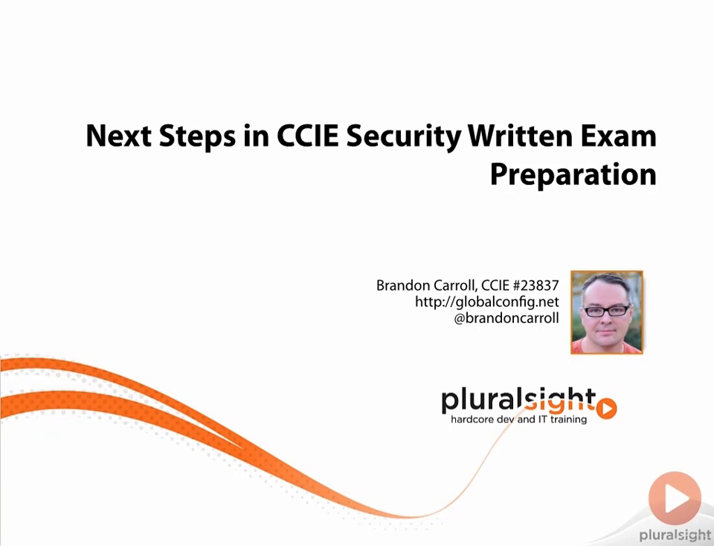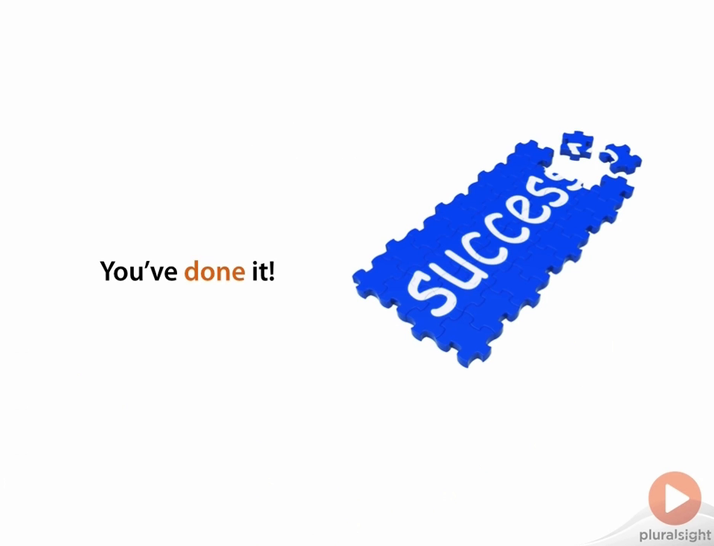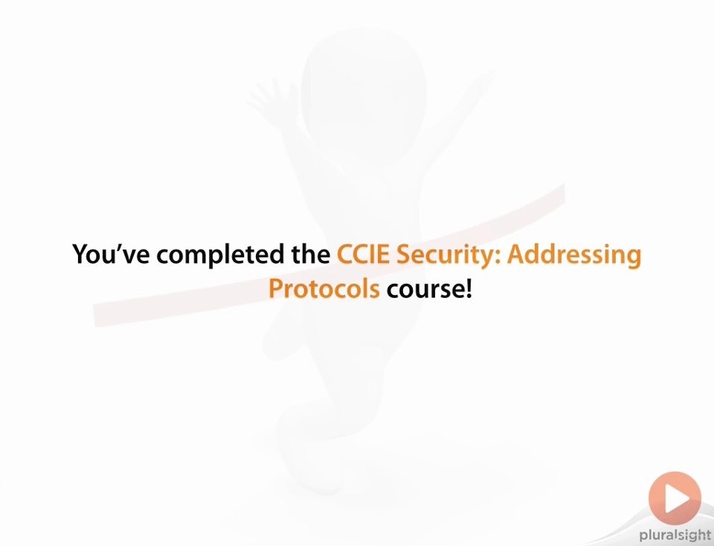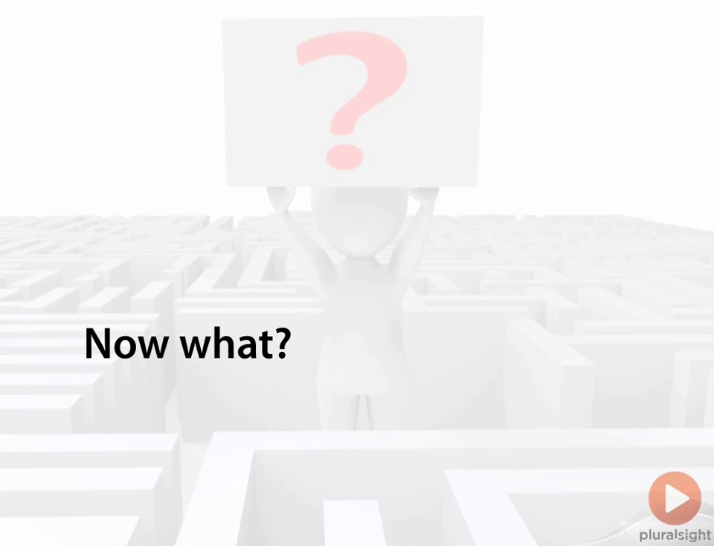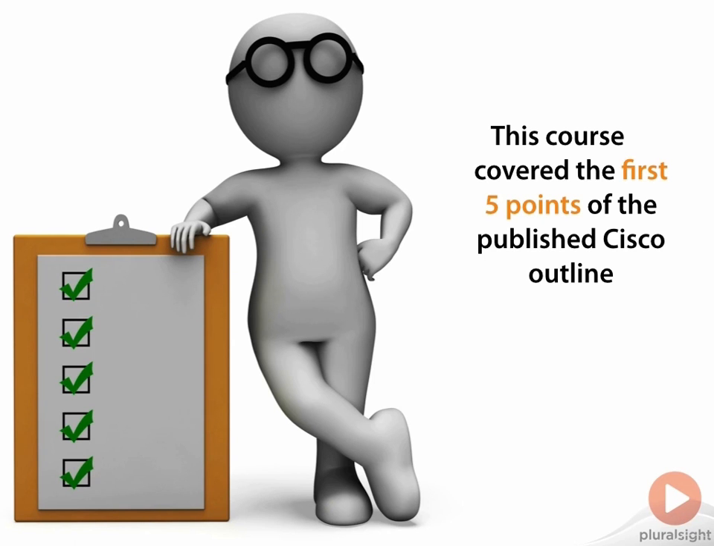All right, folks, it's time to look at the next steps that you would want to take in your CCIE Security written exam preparation. This is the last module in the CCIE Addressing Protocols course. Now, you've done it. You've made it all the way through the CCIE Security Addressing Protocols course. And you're probably asking yourself right now, what am I going to do next? Well, this course only covered the first 5 points of the published Cisco outline.